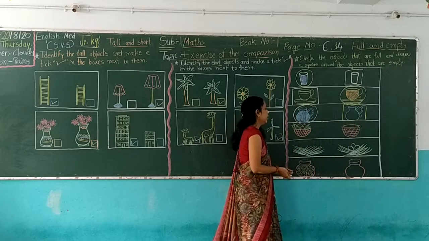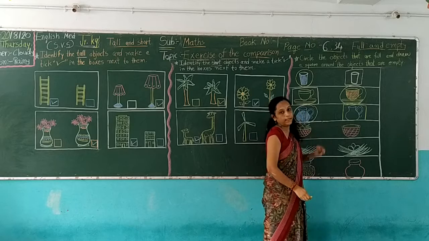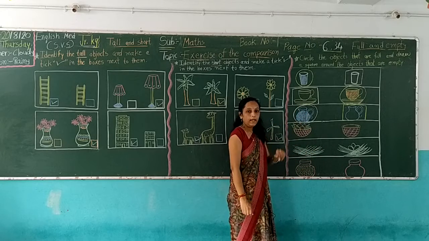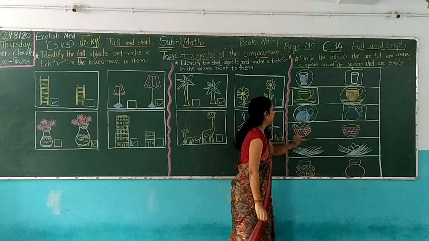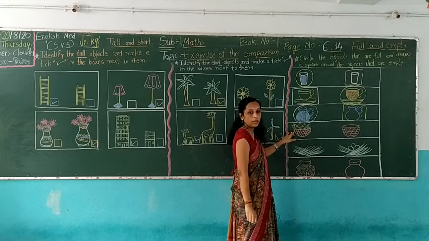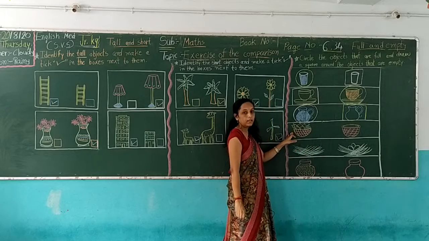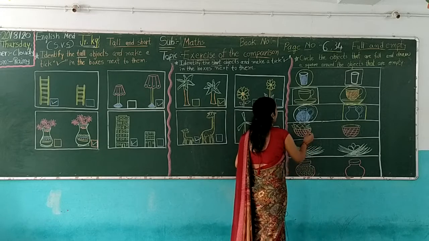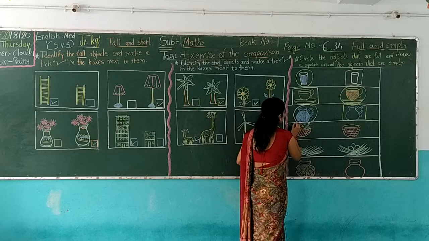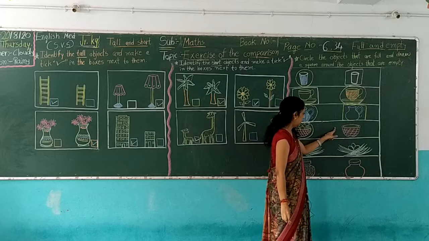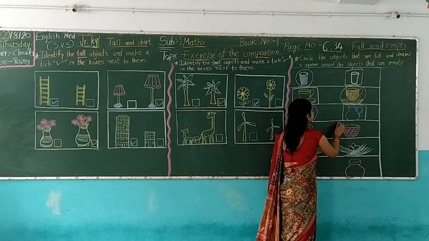And here I drawn 2 fruit baskets. One is full and other one is empty. So which fruit basket is full? This? No. This? Yes. So circle the full basket. And square the empty basket.